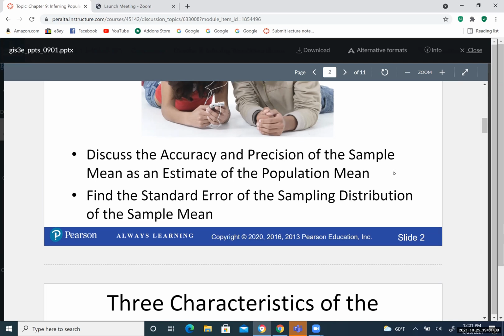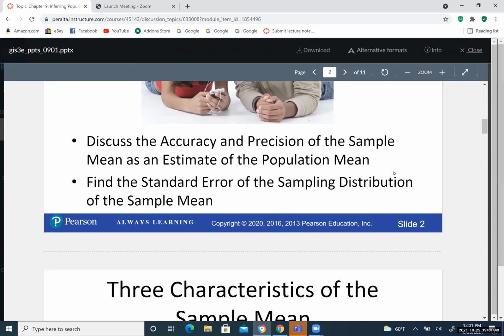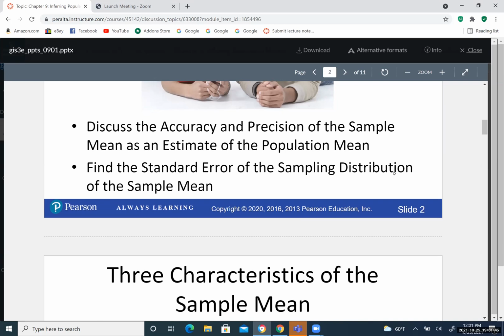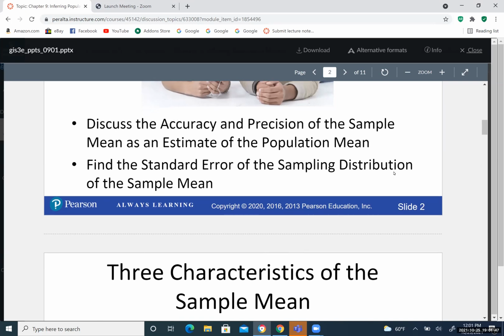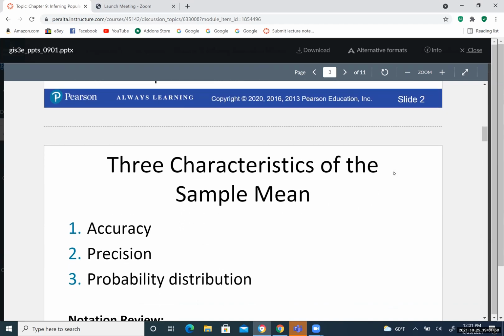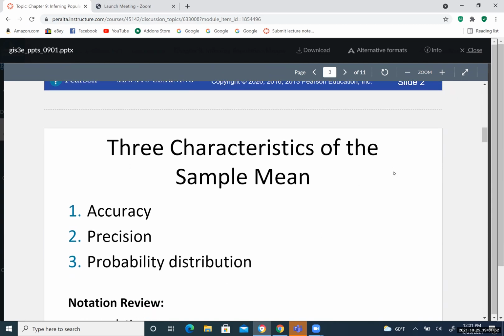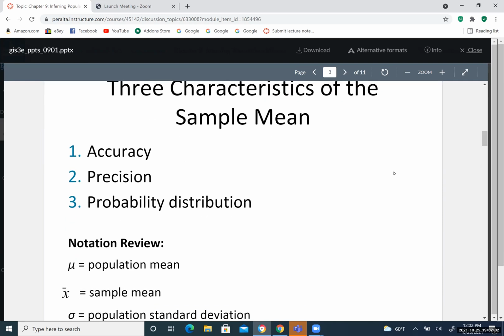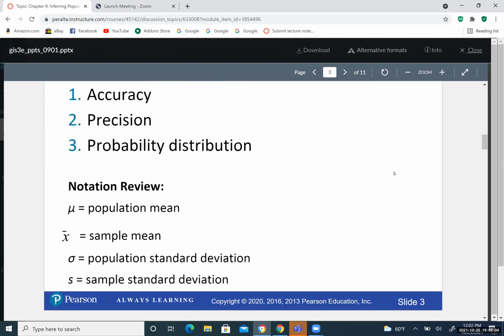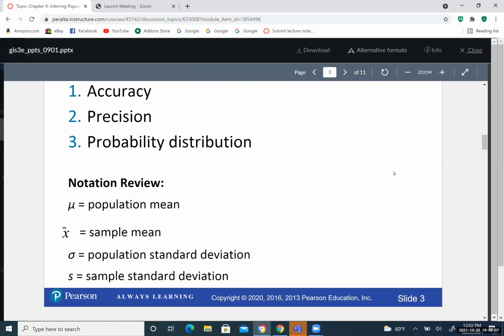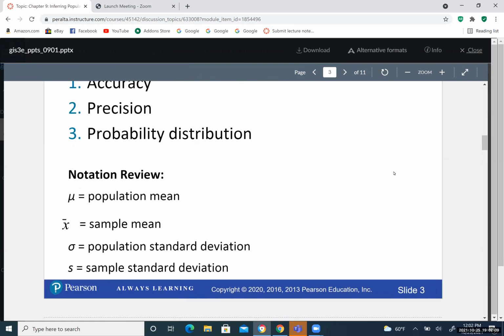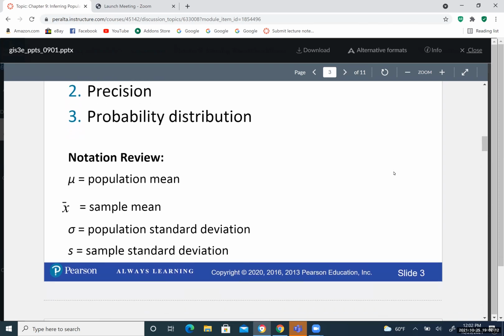And you will need to find the standard error of the sampling distribution of the sample mean. So already we will focus on this too. These are more like activities for us to recognize accuracy, precision, and probability distributions, and then later you will see the actual application for this chapter 9. So, notation review, as you can see below.